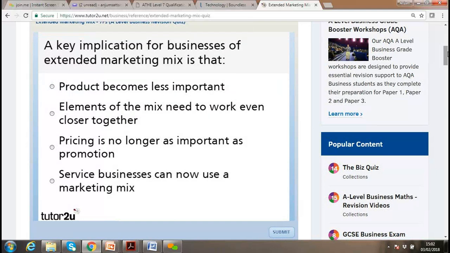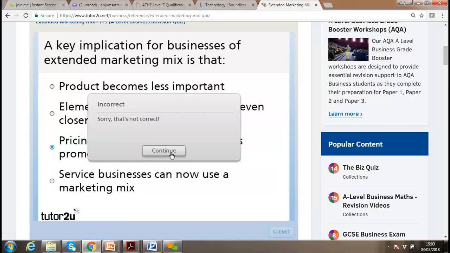Okay, a key implication of the business extended marketing mix: extended processes, physical, and people, so we need to look around. So which one do you think? Product becomes less important, elements of the mix need to be worked even closer together, or price is no longer as important as promotion, or service businesses can now use the marketing mix. Pricing is no longer as important as promotion. No, don't worry, this will go through.